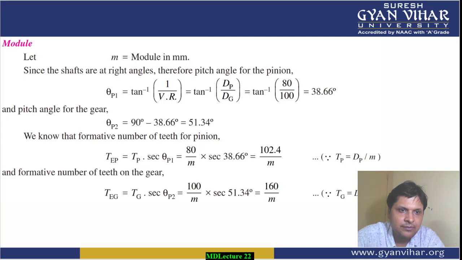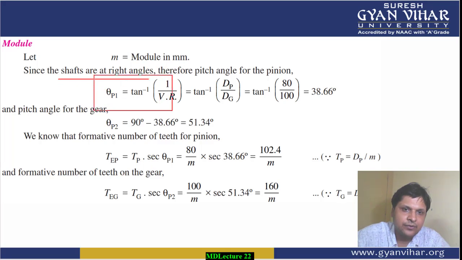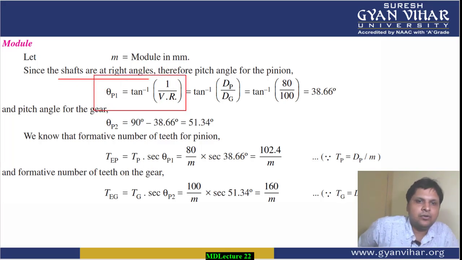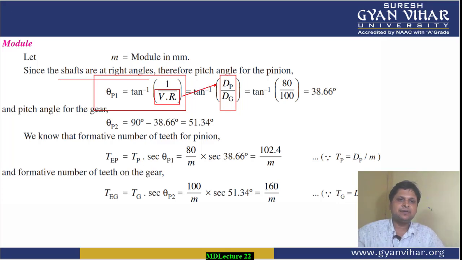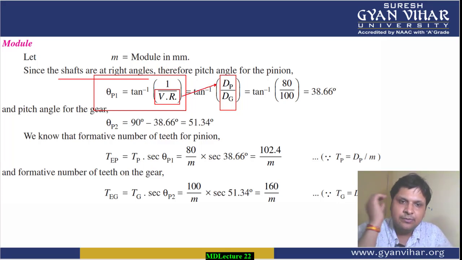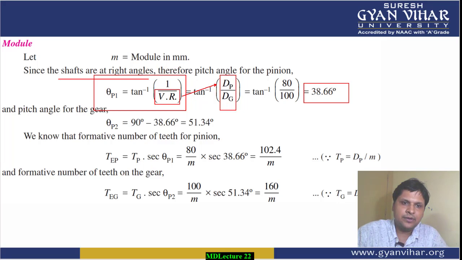We have discussed them. Now first of all, since the angle between the shafts is a right angle, we can use this formula: theta P1 is equal to tan inverse of the velocity ratio. And how can we calculate the velocity ratio? The velocity ratio is basically dP by dG, the ratio of the diameter of the pinion and that of the gear. Its tan inverse will give you the value of theta P1 as 38.66 degrees.